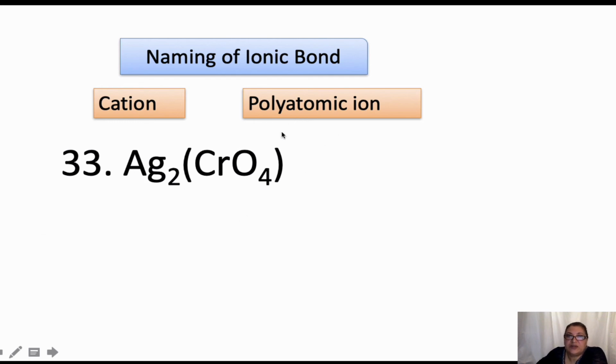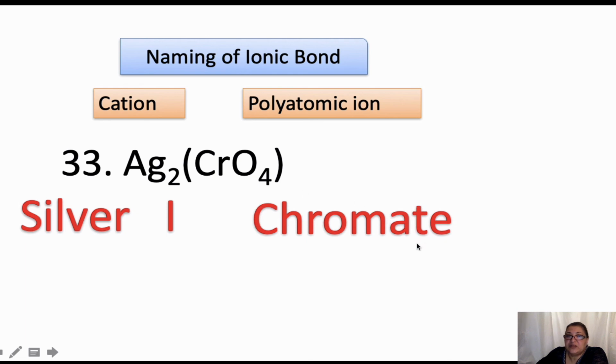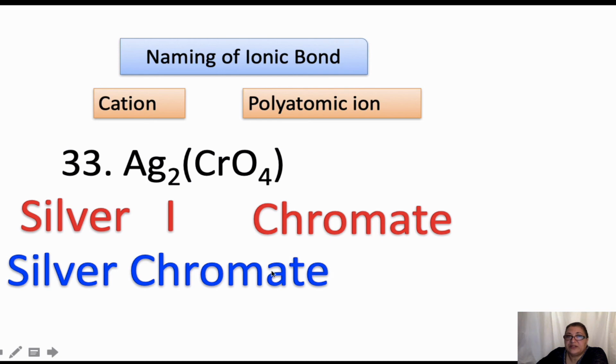This one is also a polyatomic. So silver, now there's no numbers here, or then it has a 1, silver 1, because it's a transition metal. And CrO4 is chromate, silver 1 chromate, or just silver chromate.